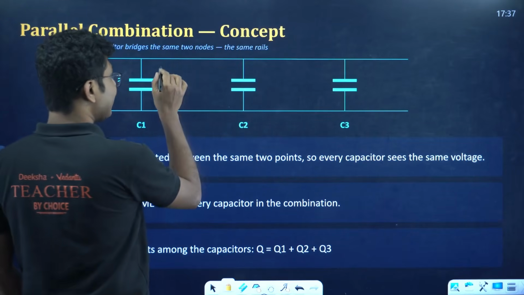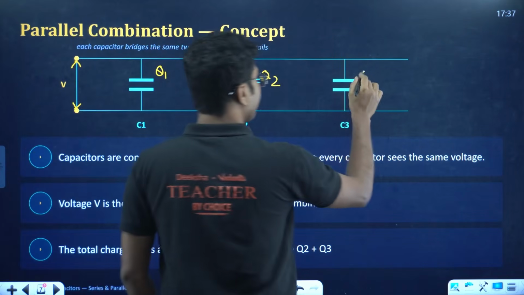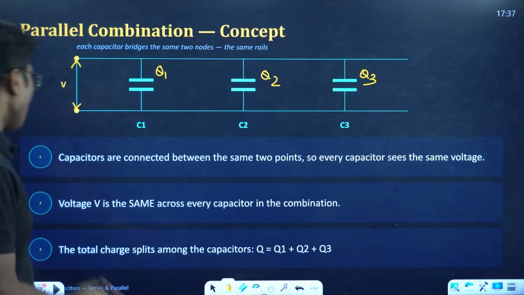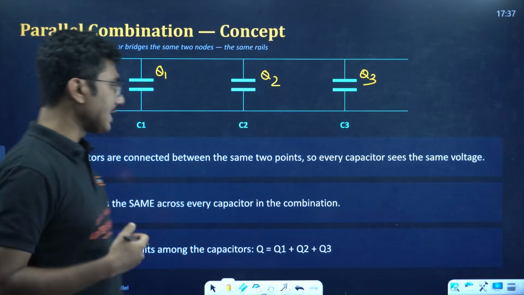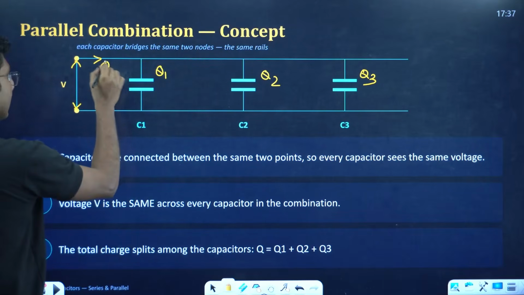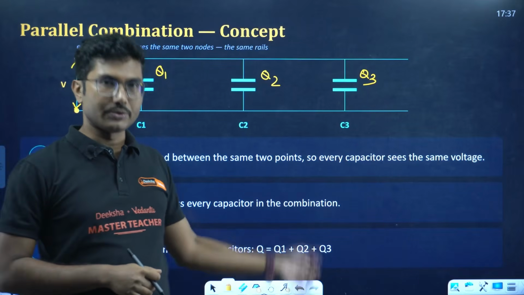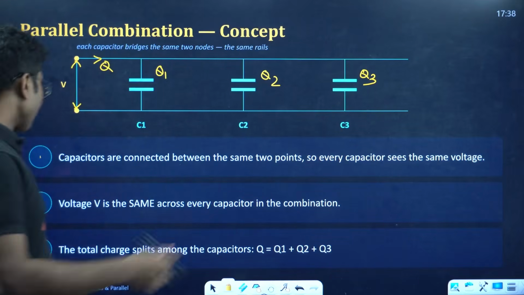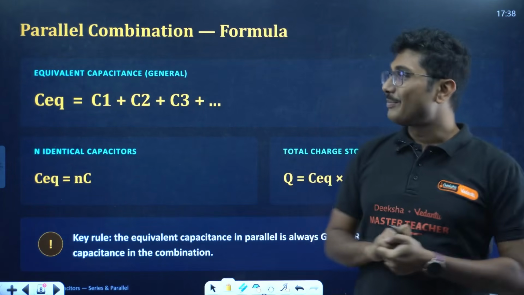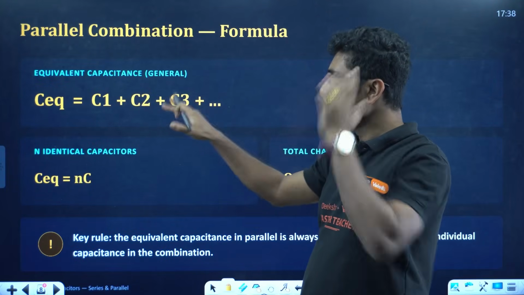Now, because the voltage is the same, the charge can be different. So this is Q1, this is Q2, this is Q3. The charges are different, but the voltage V is the same across each and every capacitor in the combination. The total charge in the circuit is Q equals Q1 plus Q2 plus Q3 and so on. Now, what is the equivalent capacitance formula? This is the easiest one. For a parallel combination of capacitors, the equivalent capacitance is C1 plus C2 plus C3.